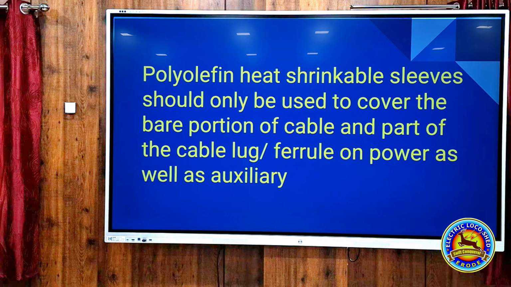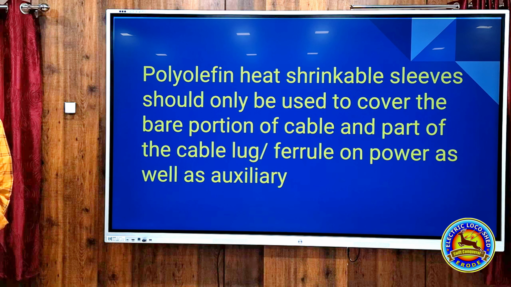Polyolefin heat shrinkable sleeve should only be used to cover the bare portion of cable and part of the cable lug or ferrule on power as well as auxiliary cables. At the end where the cable ferrule or cable lug is crimped, we have to put a heat shrinkable sleeve. The sleeve is made of polyolefin material, and that only should be provided at the end.